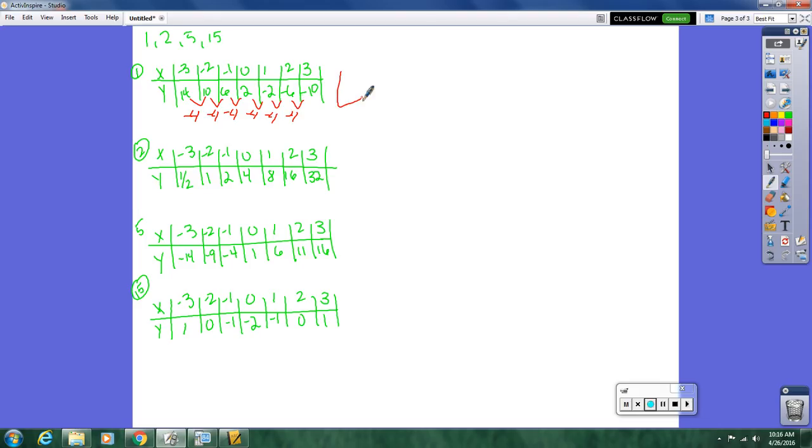All right, so Reed's got all the constant differences is -4, and he's decided it's linear. You agree or disagree? Pretty easy. All right, you're good. Number 2 is on split. All right, Hannah.